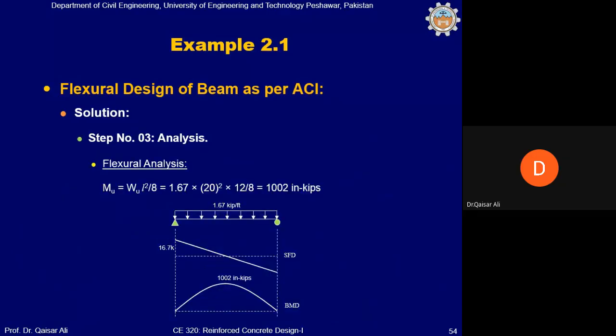Next is the analysis. We will only talk about the bending moment at this time, although we have drawn the shear force diagram, because this is a simply supported beam. You can try this. I will give you just 5 to 10 minutes, and you can try drawing the shear force and bending moment diagram for this beam, which is simply supported, 20 feet long, and has a load of 1.67 kip per foot. Take your time and draw it yourself.